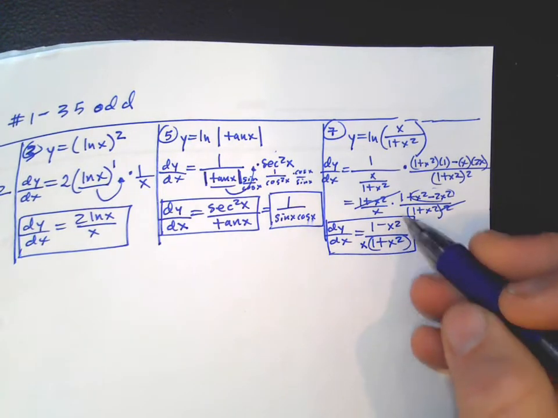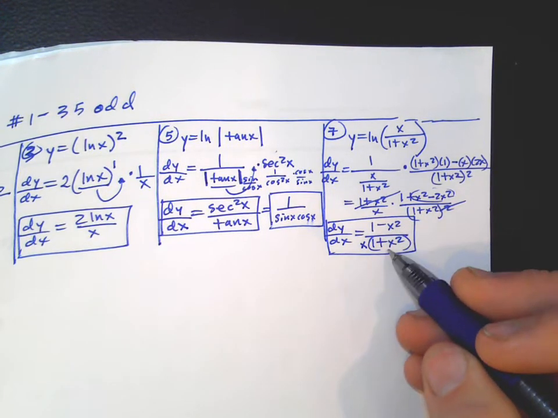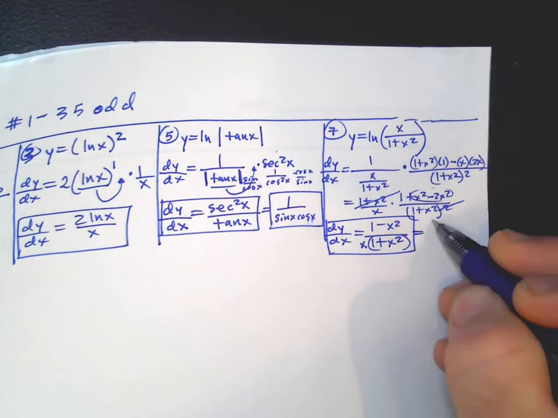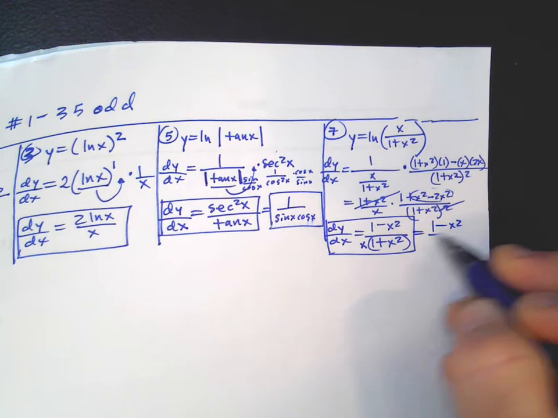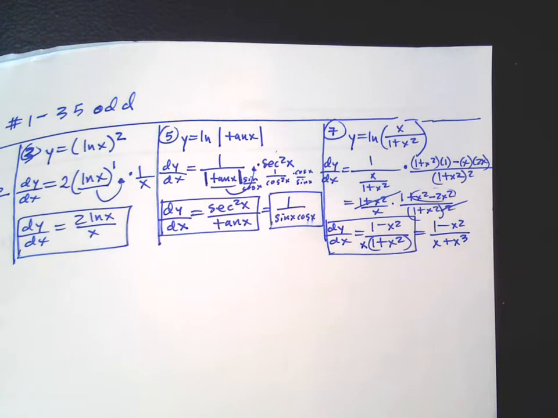Do not cross these x squareds out. Please do not. You can try and factor the top, but you're not going to be able to factor the bottom because it's not a difference of squares. So this is it. We could write it like this if you want, but there is no making that any simpler.